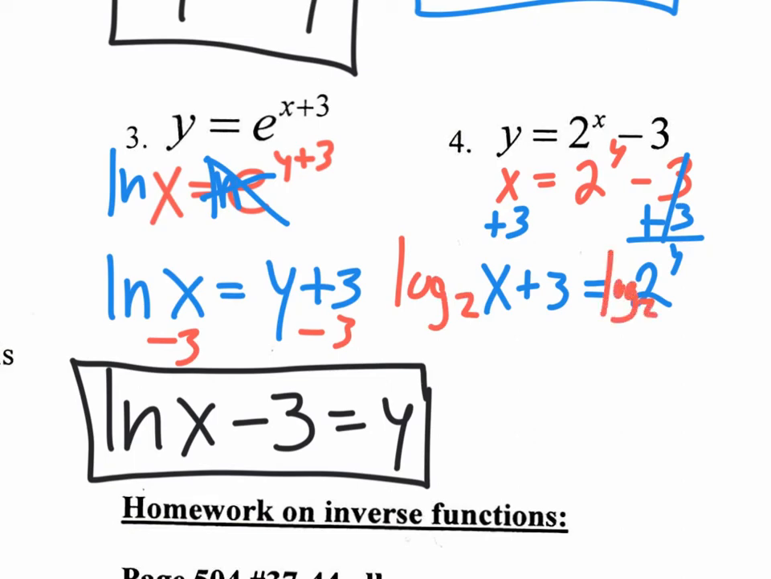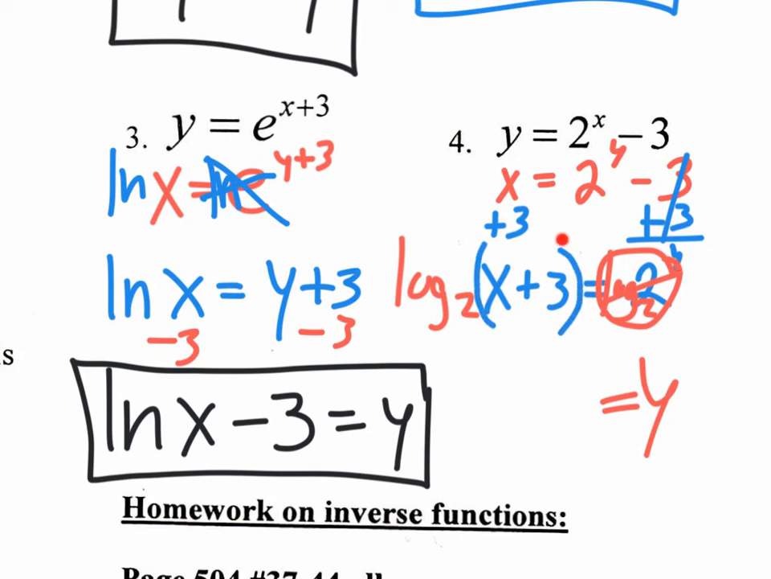That way the log base 2 of 2 cancels out, and the y comes right down, right? The y that was left over up here came down. I have the equal sign, and I have the log base 2 of x plus 3, but you have to put the x plus 3 in parentheses.